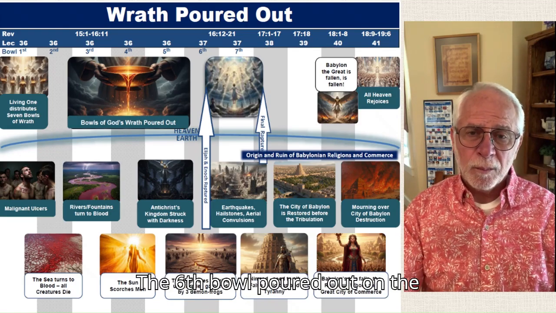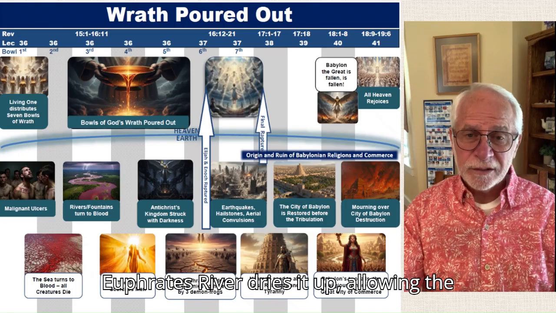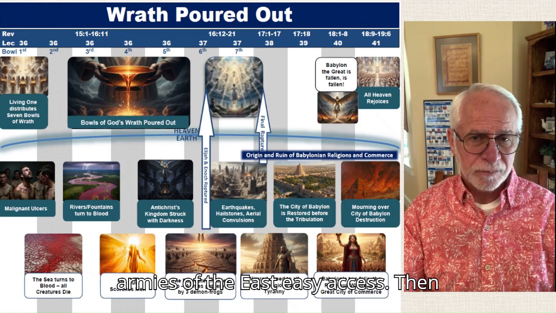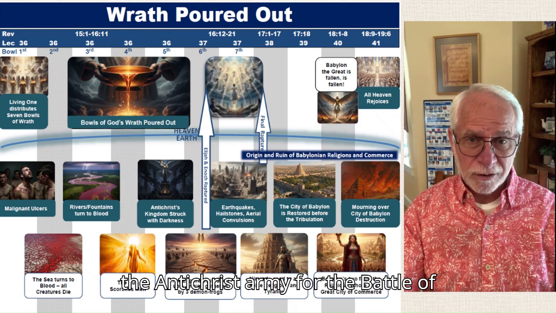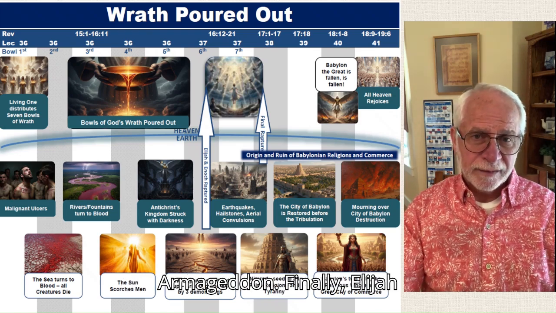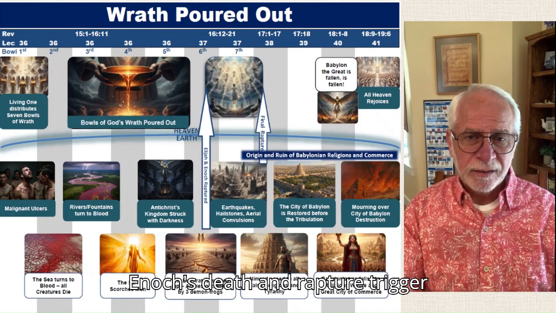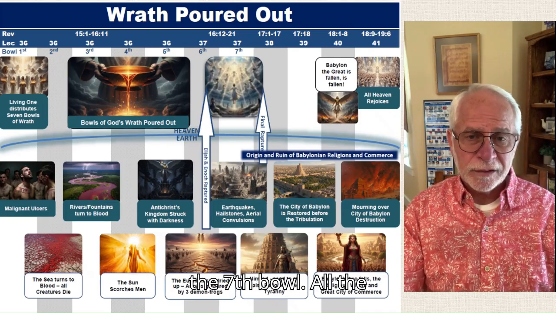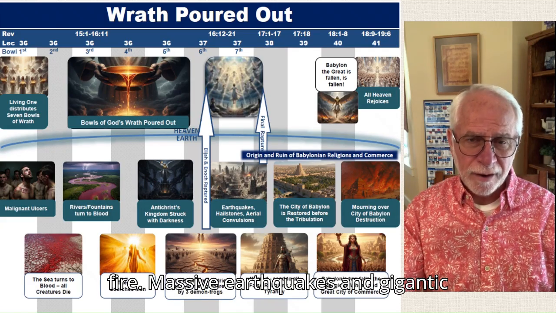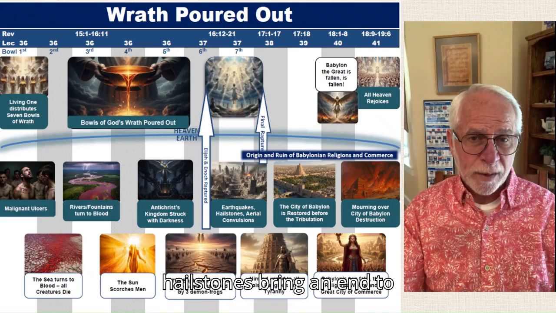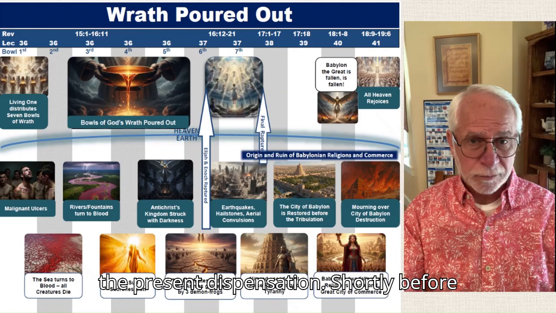The sixth bowl, poured out on the Euphrates River, dries it up, allowing the armies of the east easy access. Then 3 frog demons are released to gather the Antichrist army for the battle of Armageddon. Finally, Elijah and Enoch's death and rapture trigger the 7th bowl. All the opposing armies are consumed with fire. Massive earthquakes and gigantic hailstones bring an end to the present dispensation.